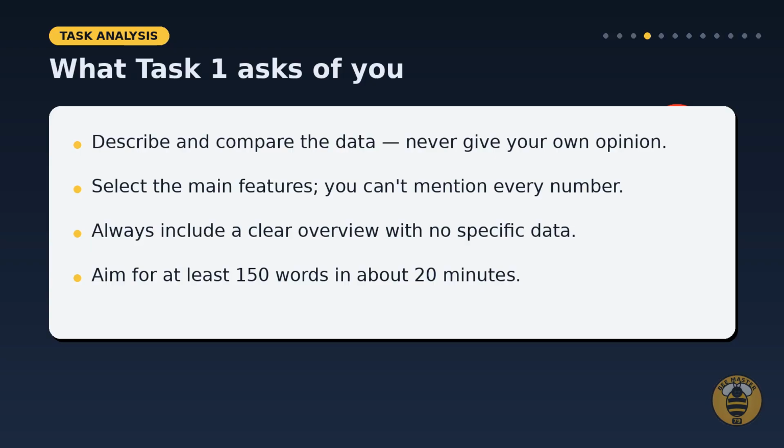Three things to remember for Task 1. You describe and compare the data. You never give your opinion. You select the main features rather than listing every number. And you must include a clear overview. Aim for at least 150 words, in about 20 minutes.